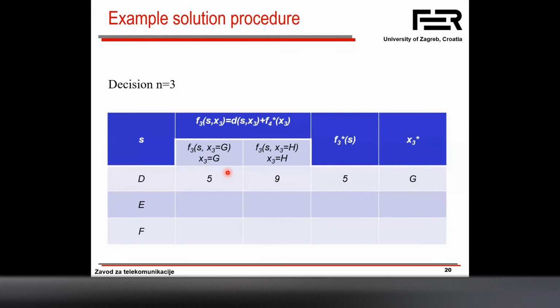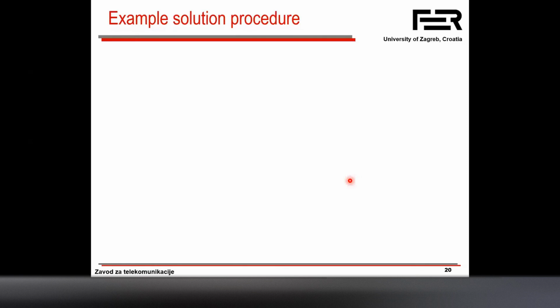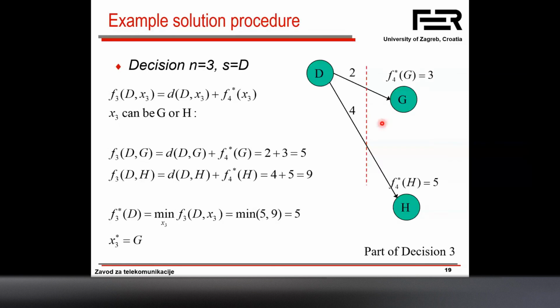Okay, so if I'm in D and going via G, then it's going to cost me 5. If I'm in D and going via H, it's going to cost me 9. The best solution would be to go via G, and we'll write that down, and that's going to cost me 5 altogether. So going back over here, it's going to be these 2 plus the remaining 3.